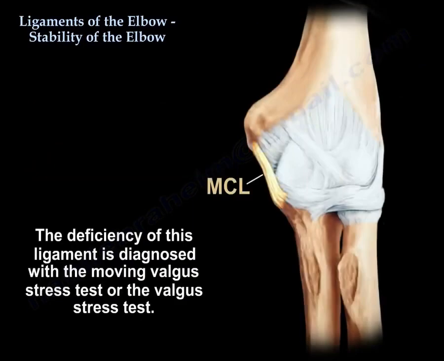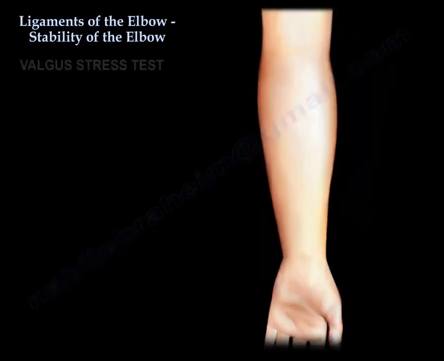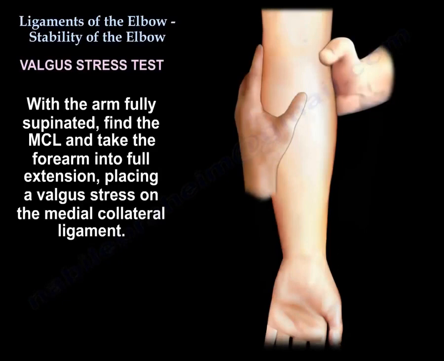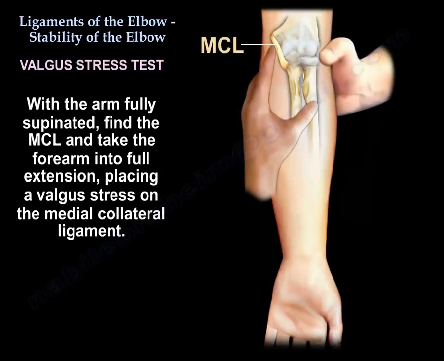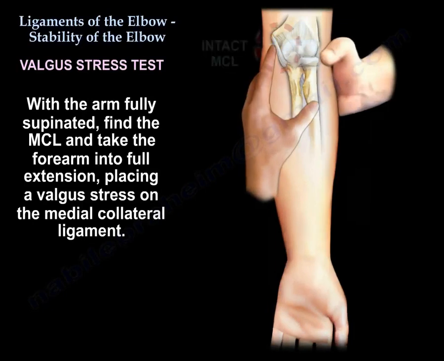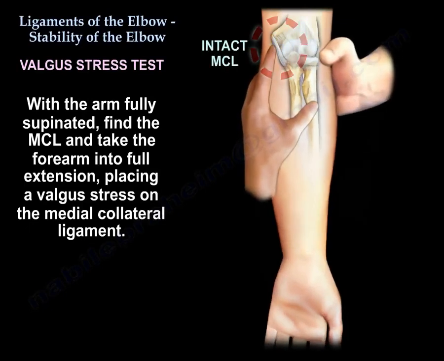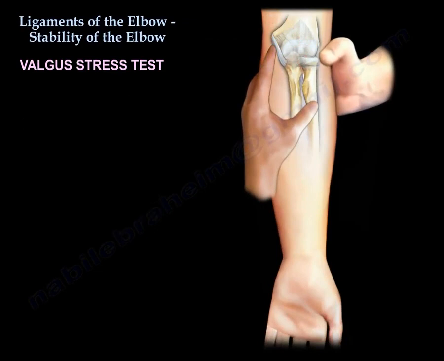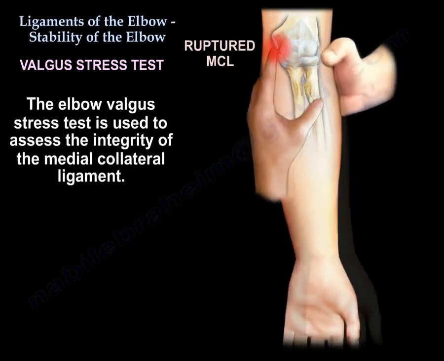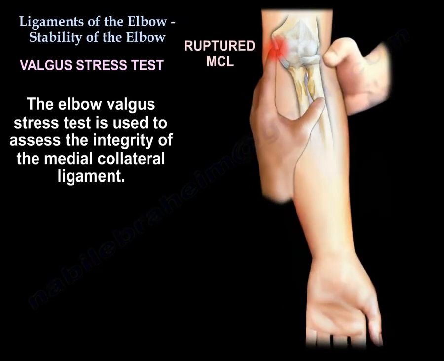Deficiency of this ligament is diagnosed with the moving valgus stress test or the valgus stress test. With the arm fully supinated, find the MCL and take the forearm into full extension, placing a valgus stress on the medial collateral ligament. The elbow valgus stress test is used to assess the integrity of the medial collateral ligament.